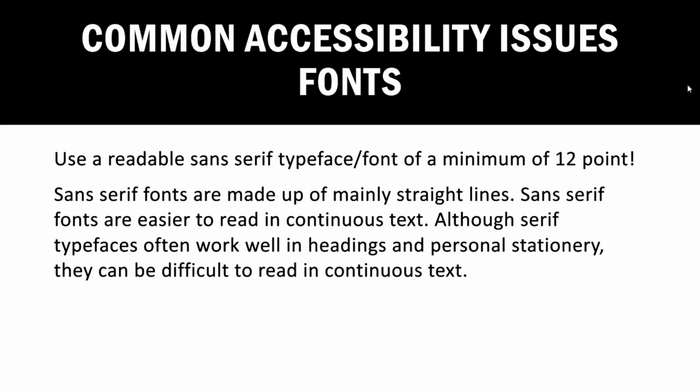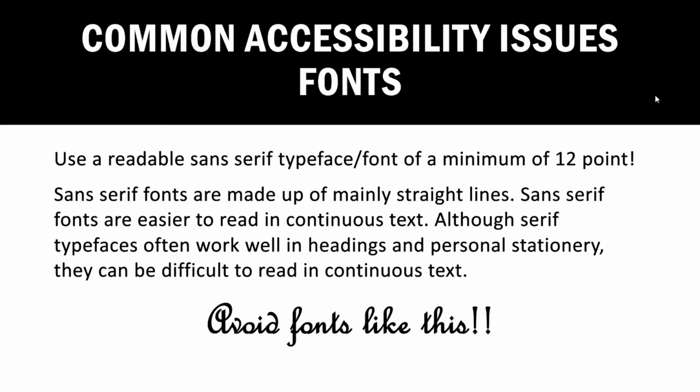Another common accessibility issue is with regards to font. It is important that we use a readable sans serif typeface and the font of a minimum of 12 points. Sans serif fonts are made up of mainly straight lines. Sans serif fonts are easier to read when looking at a continuous amount of text. Although serif typefaces also can work well in a heading or personal stationery, they can be difficult to read when reading a lot of text. We want to avoid fonts like this.